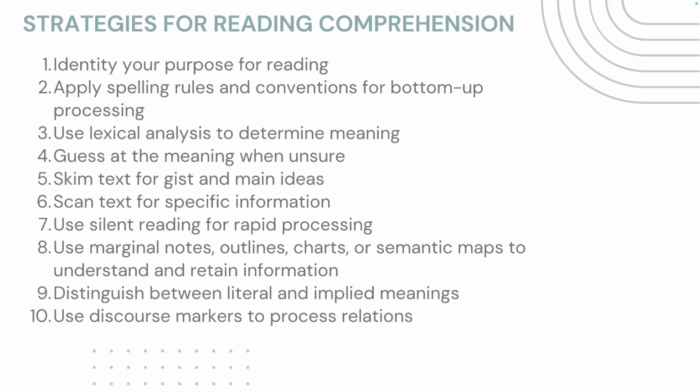So we talked about that before. You teach the different genres. One of the reasons is to teach them how to retain information. So that's a strategy that they need to learn how to do. Instead of just trying to memorize everything, are there other ways? Number 9, distinguish between literal and implied meanings. You see that everywhere, right? And number 10, use discourse markers to process relations. So not only do you understand what the discourse marker means, but how does that affect the meaning of the text? These are very important, and you can test them as well.